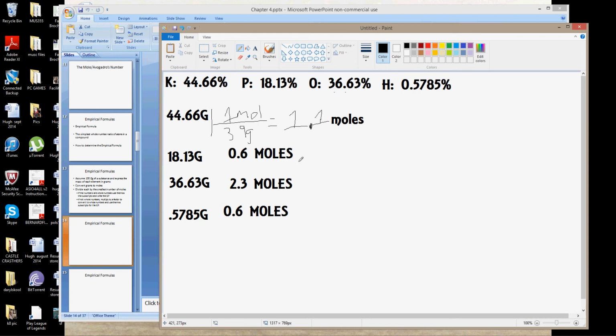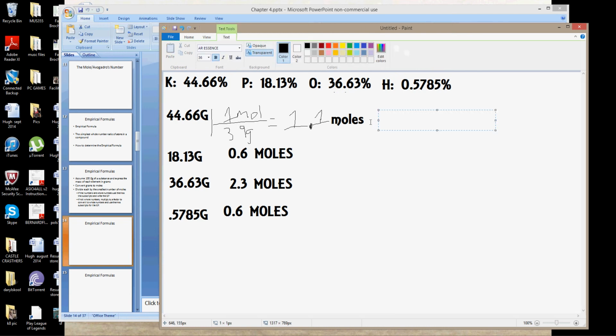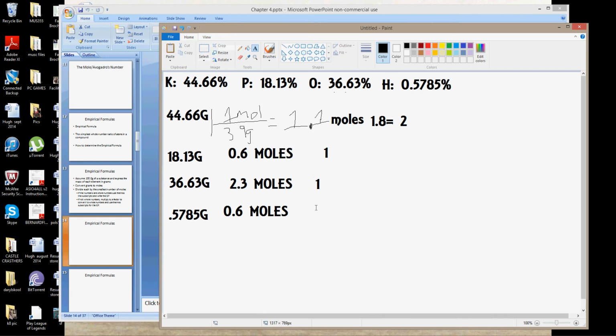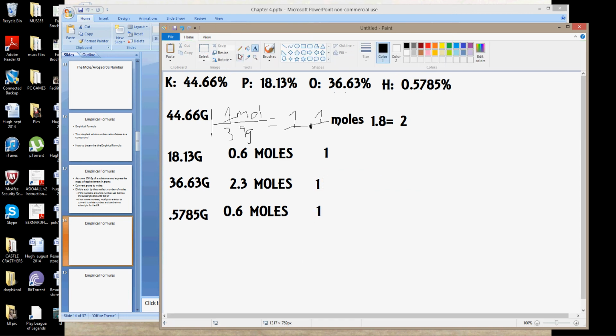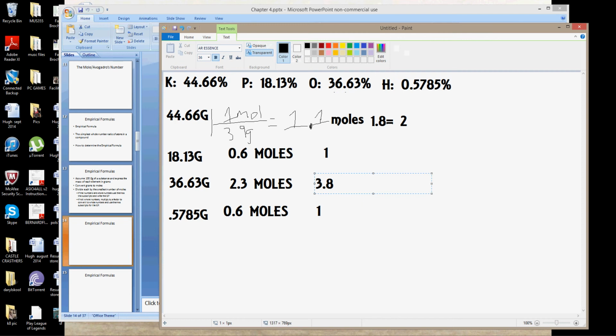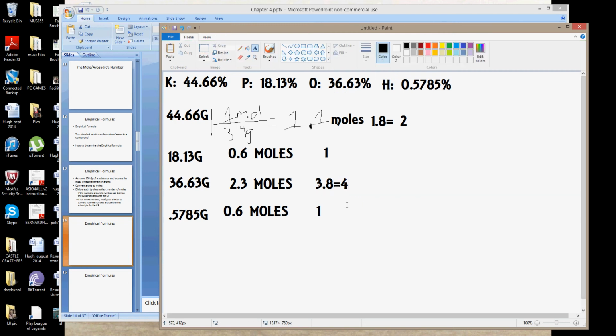So 1.1 divided by 0.6, 0.6 divided by 0.6, 2.3 divided by 0.6, and then 0.6 divided by 0.6. To speed that up, I already divided it. This one is 1.8, but then he rounded it to 2. This one is 1, obviously. This one is 1, obviously. No, this isn't 1. This one is 3.8, but then he rounded it to 4.